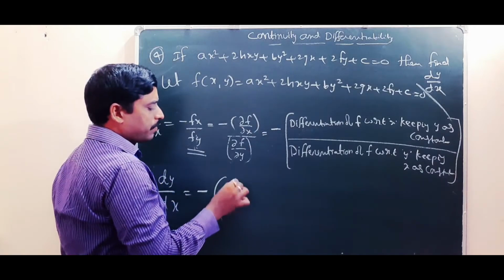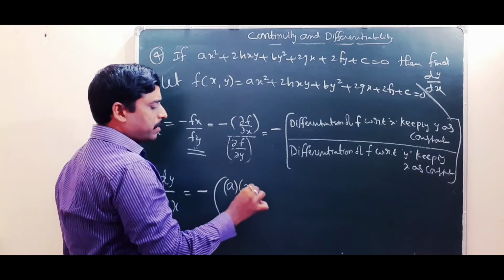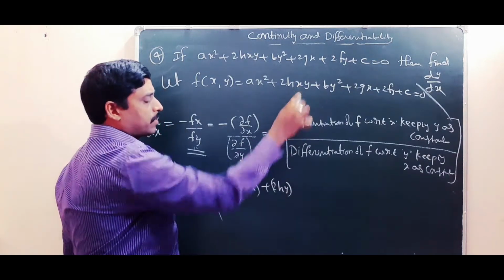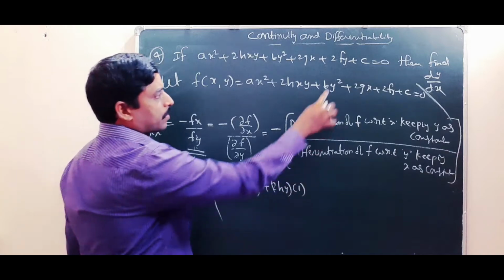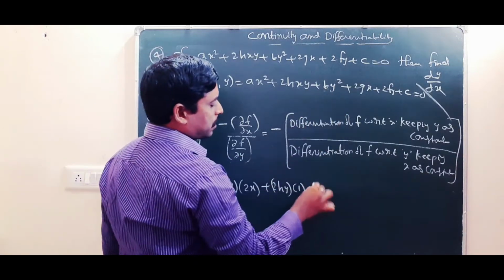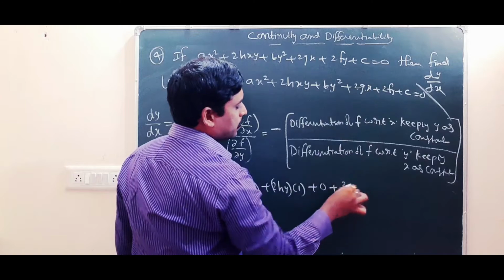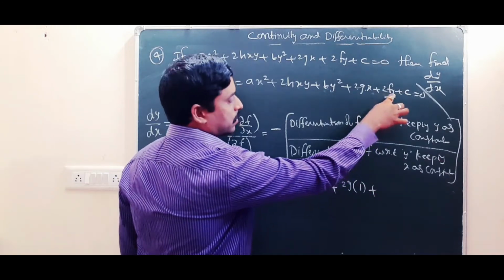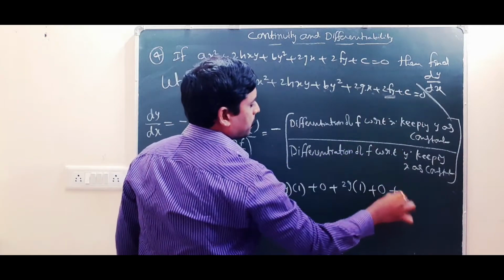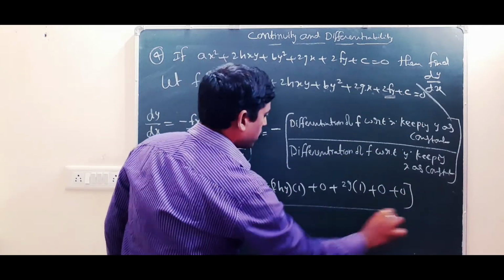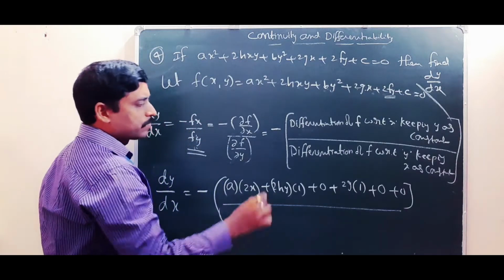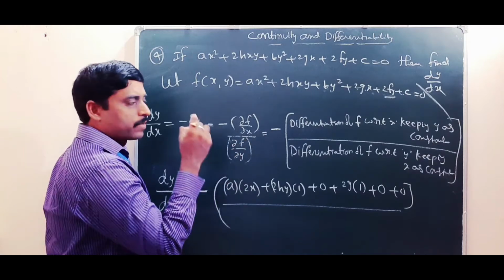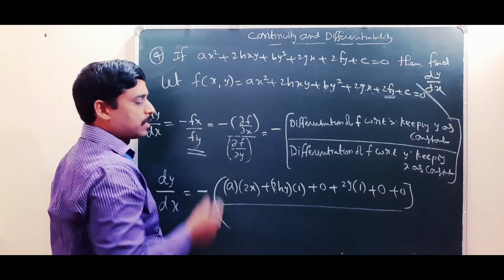So a is constant; differentiation of x² gives 2x. 2hy is constant; differentiation of x will be 1. by², both are constant, derivative 0. 2g into differentiation of x is 1. 2fy: 2f is constant, y is also constant, derivative 0. c is a constant, derivative 0. This whole is divided by, in the denominator, ∂f/∂y. This means the partial derivative of f with respect to y. In this, x is constant.